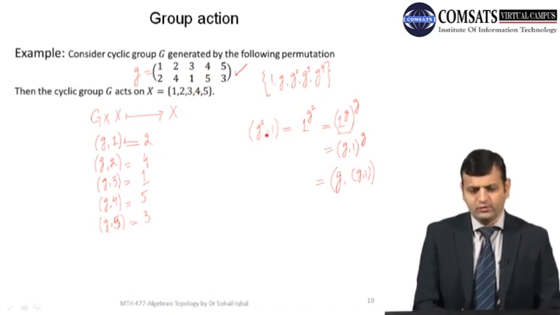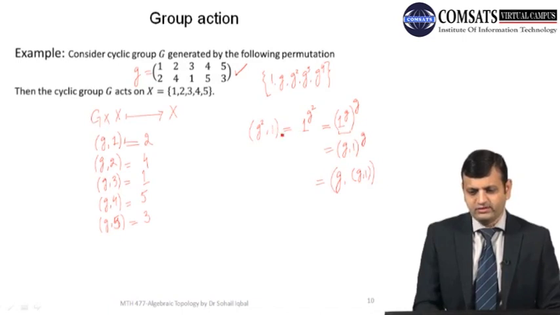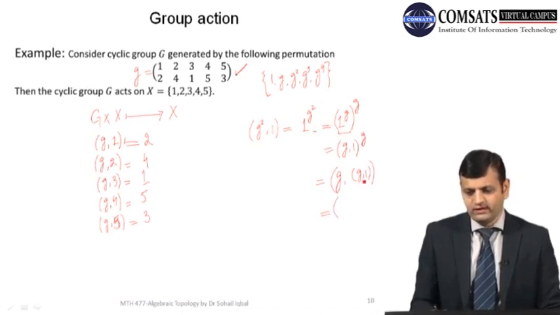Now what is going to be the image of g squared on 1? Because I need to have a map from G cross X to X. In other words, we are saying that I should have the image corresponding to each and every element of G, corresponding to each and every element of X. So what will be the image when g squared acts on 1? According to the definition we should have this.